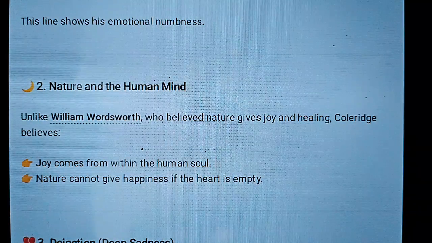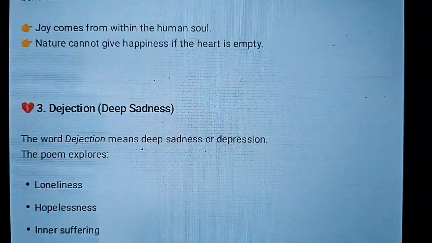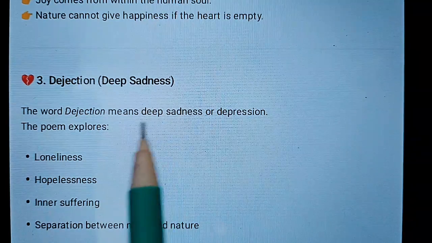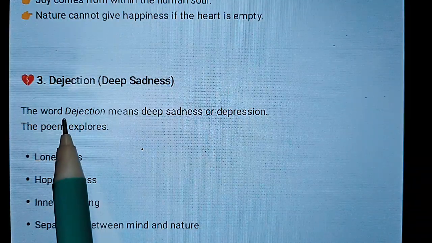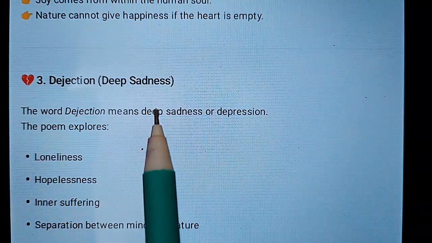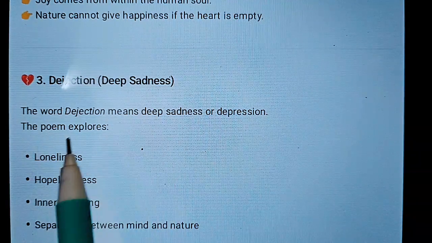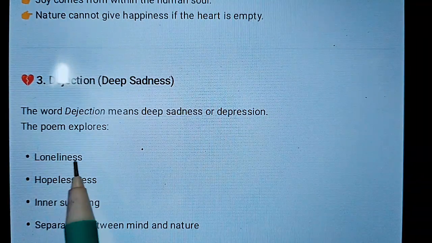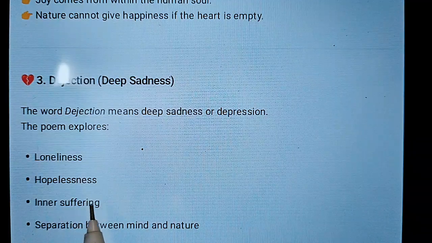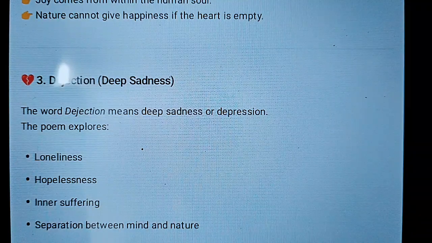The next point is dejection. Dejection means deep sadness or depression. The poem explores loneliness, hopelessness, inner suffering, and the separation between mind and nature.